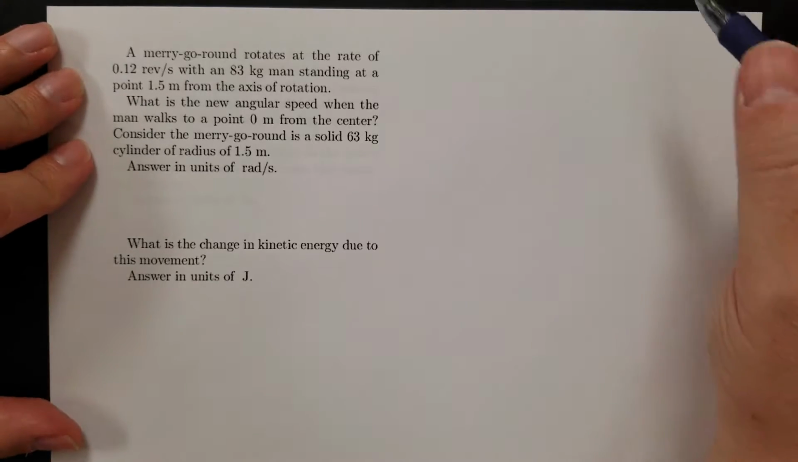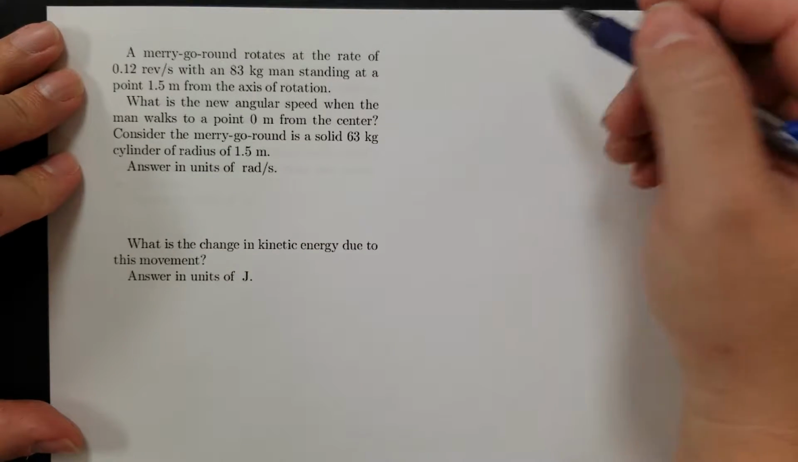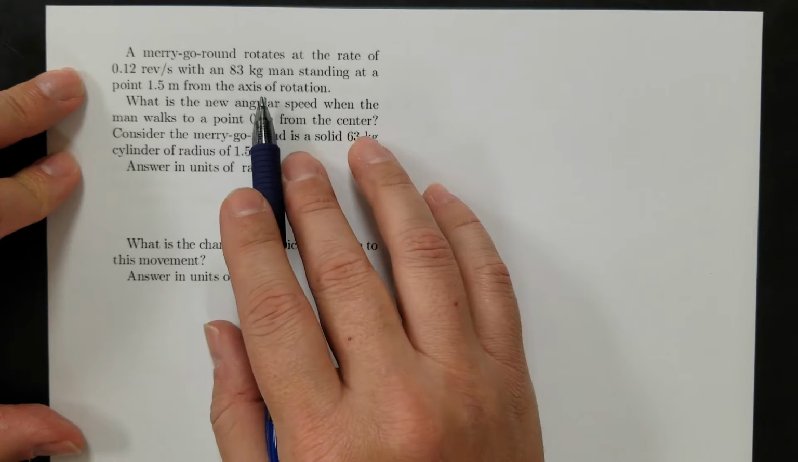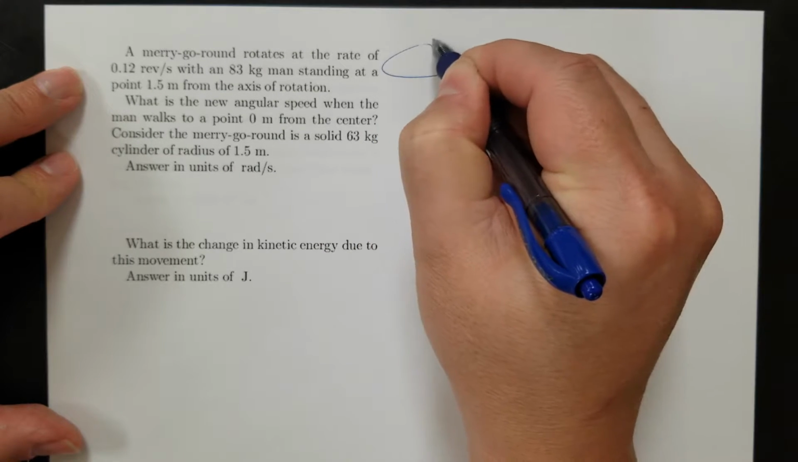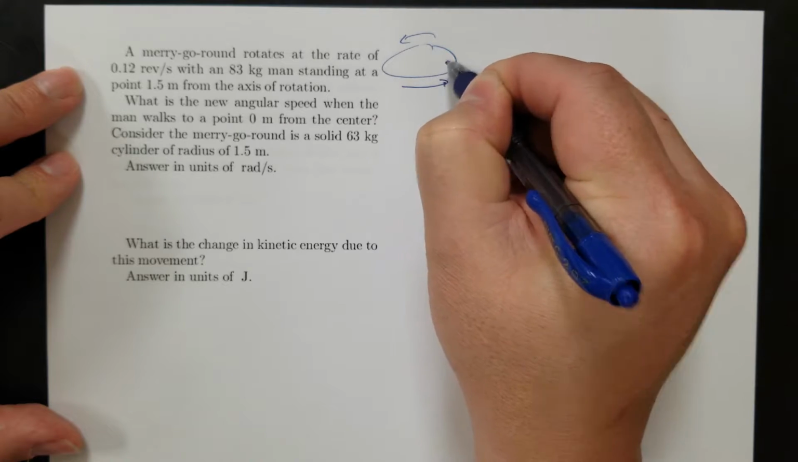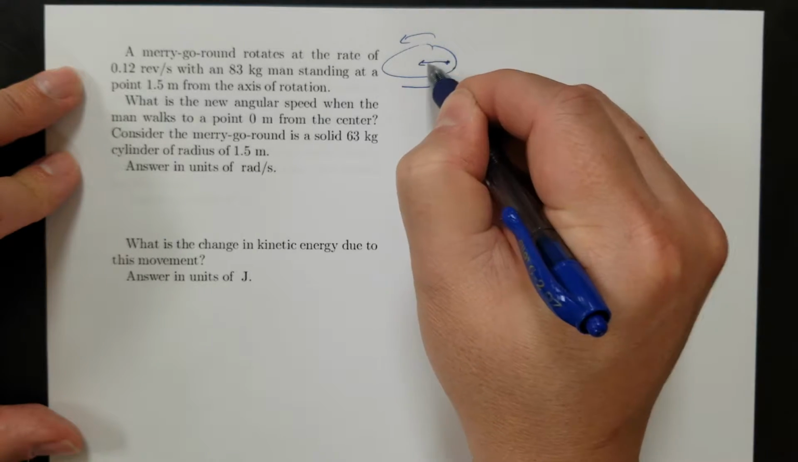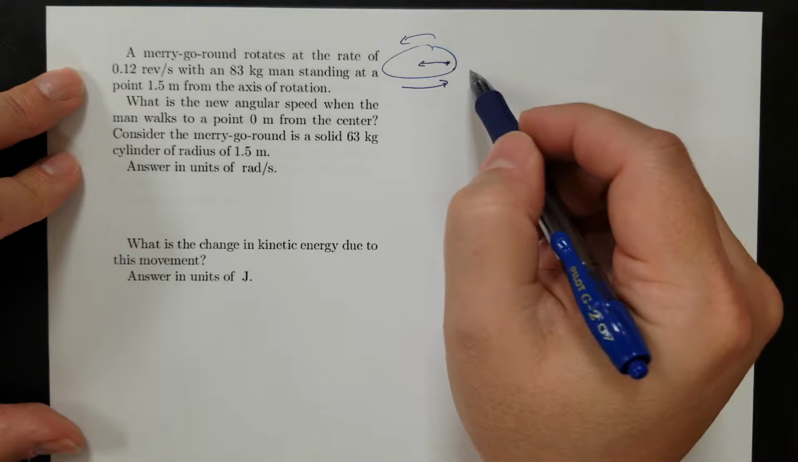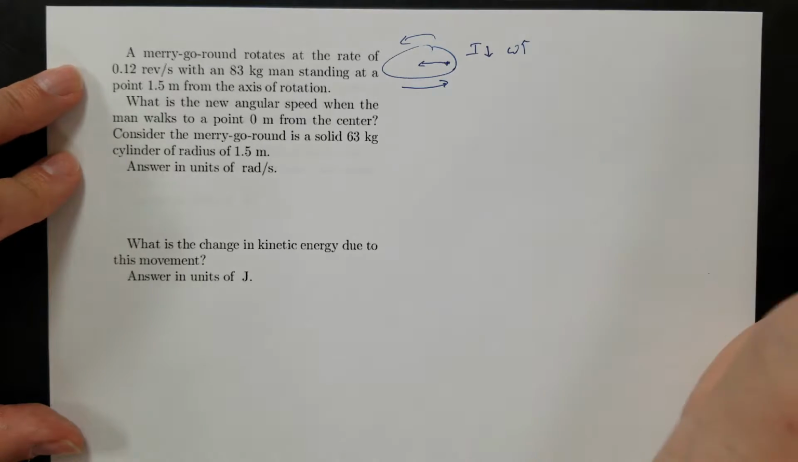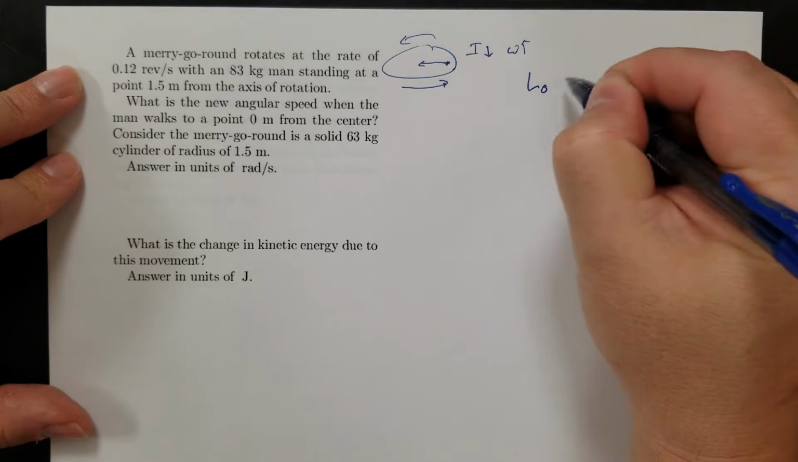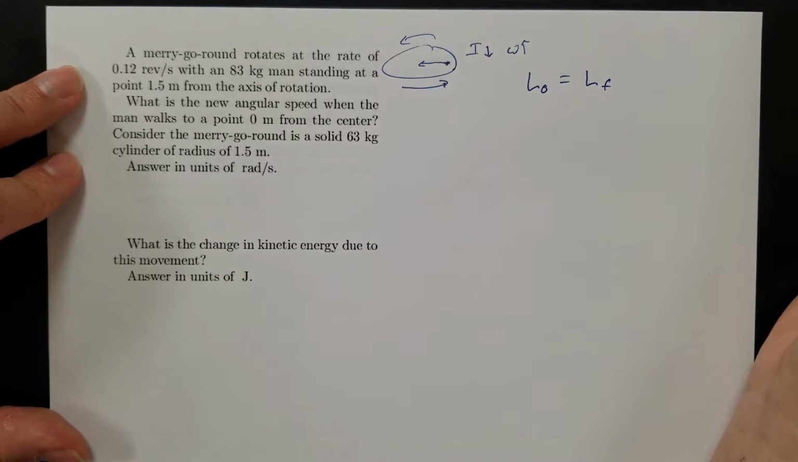All right, this problem is also a conservation of angular momentum problem, right? So I have a merry-go-round rotating and a man is standing. He starts standing out here, and this thing is rotating around. He's out here, and then this man is going to walk to the middle. As he walks towards the middle, the moment of inertia is going to go down, which means the angular velocity is going to go up because initial angular momentum has to equal final angular momentum.